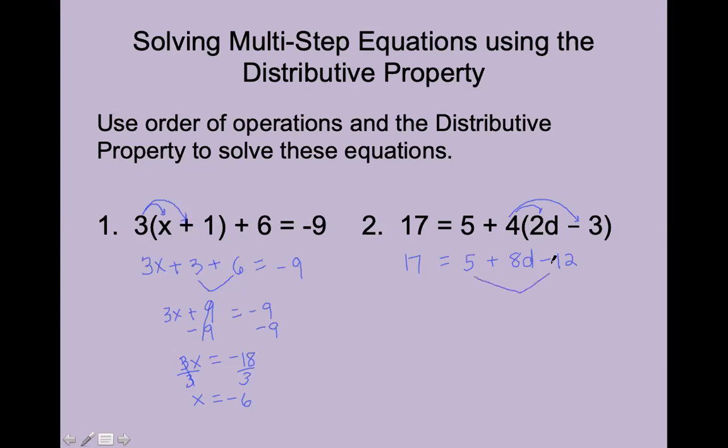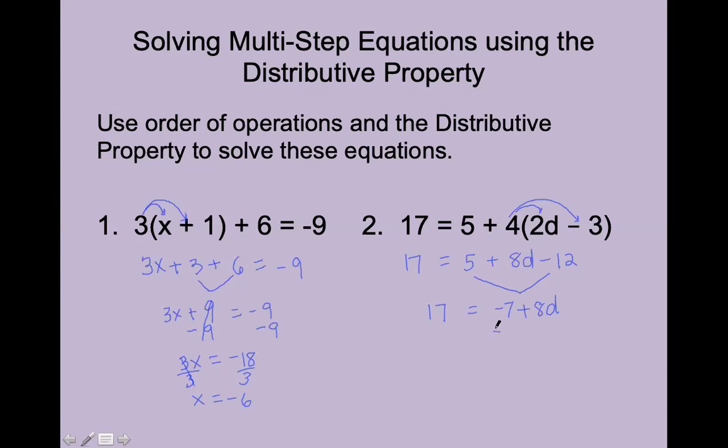So 5 plus negative 12, or if you're starting at positive 5 on the number line and you go 12 units to the left, you're going to end up at negative 7. Bring down your 8d. Okay, all we've done is combined like terms. And I still have 17 over here. All right, so I'm slowly working my way to get to this d. This is multiplication. I'm going to leave this for now. I'm going to deal with this minus 7.